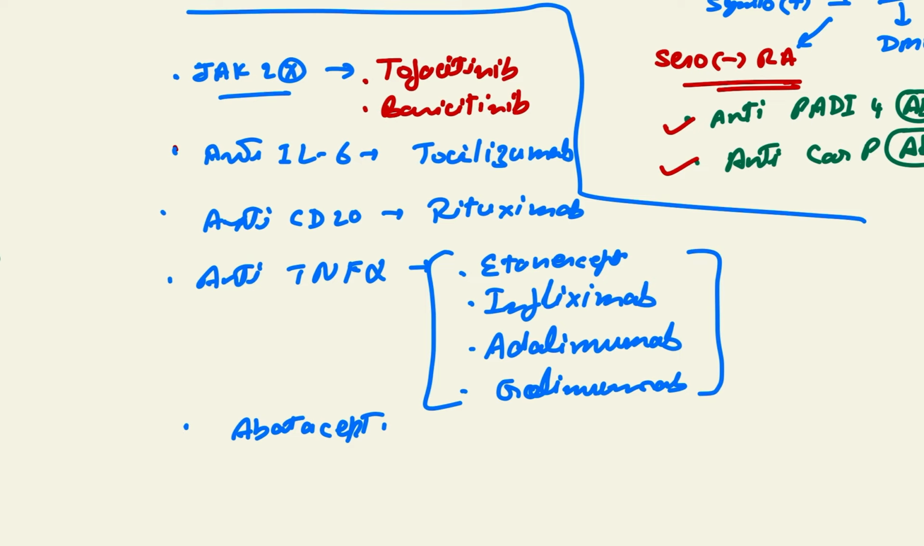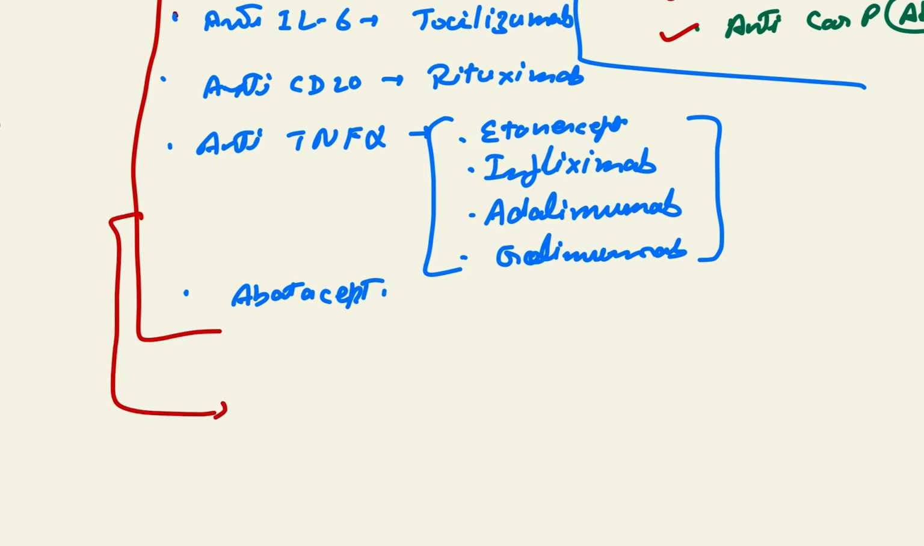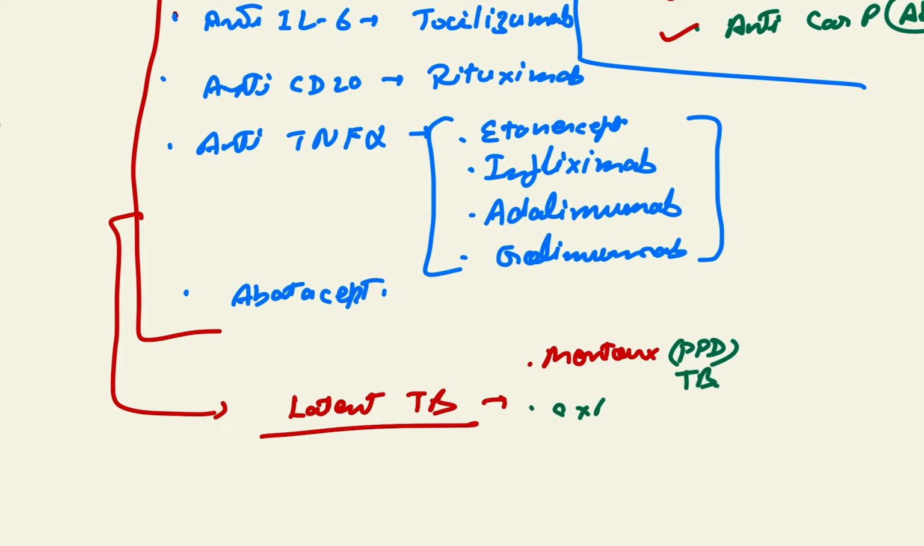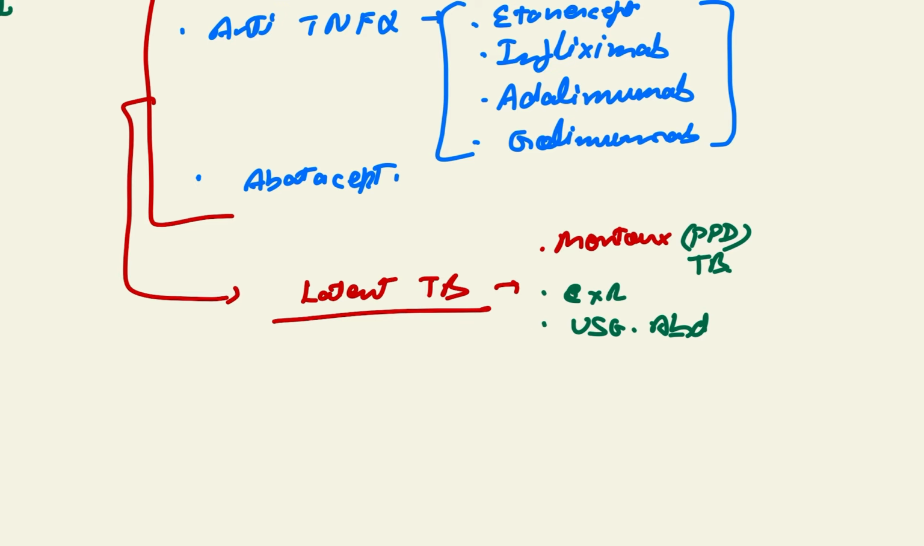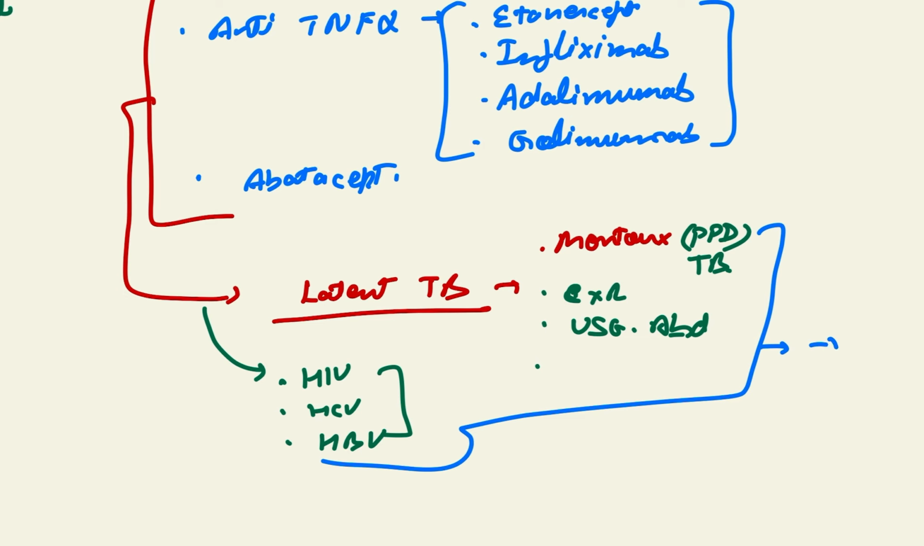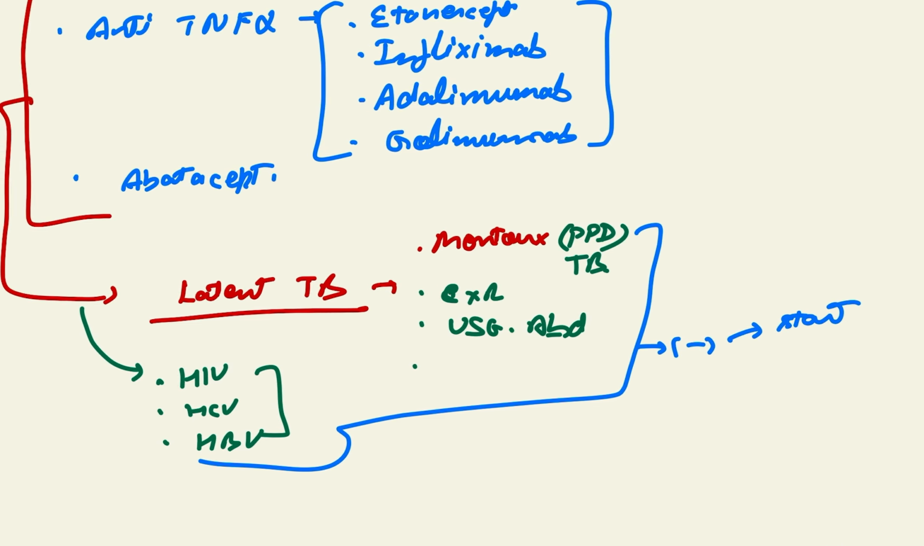But before starting these drugs, the caution is that we have to screen the patient for latent TB by Mantoux test, or we can say PPD, purified protein derivative for TB. We can use chest X-ray or ultrasound abdomen to determine any retroperitoneal lymphadenopathy, and chest X-ray to determine any opacities in the lung fields. Also, we have to screen the patient for HIV, hepatitis C virus, and hepatitis B virus. After the patient has been screened and found to be negative, only then can we start the newer drugs that we have discussed here.